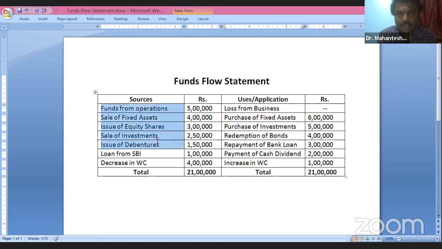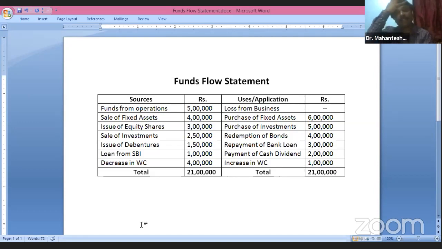Let's look at the sources side first. You see funds from operation is 5 lakhs, sale of fixed assets is 4 lakhs, issue of equity shares is 3. Similarly, you have sale of investments, issue of debentures, loan from State Bank of India, decrease in working capital is about 4 lakhs, and total funds generated during the year is 21 lakhs.